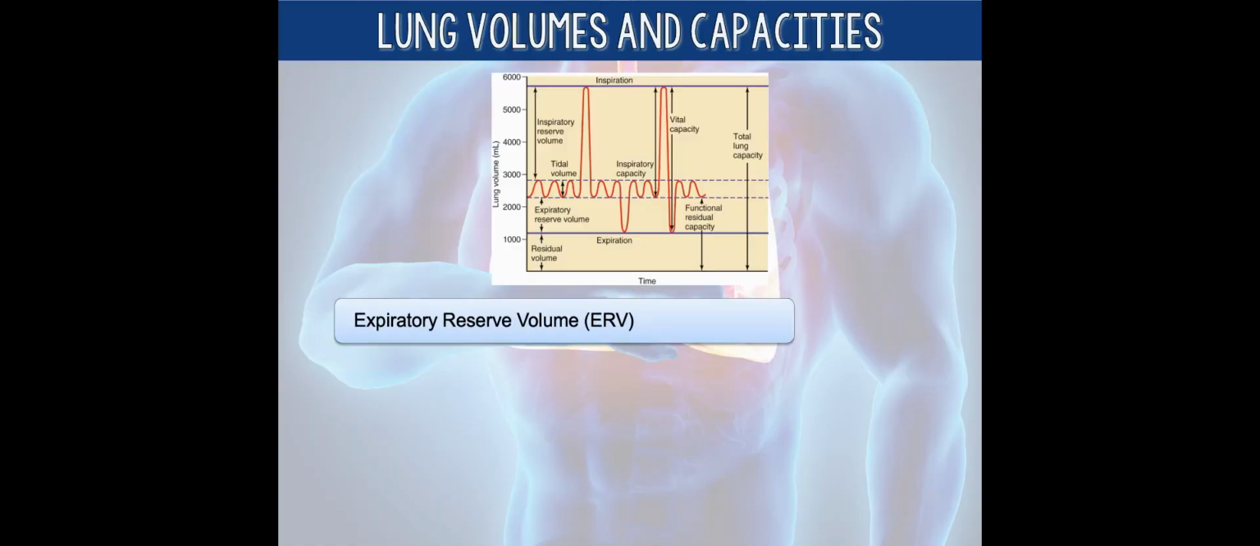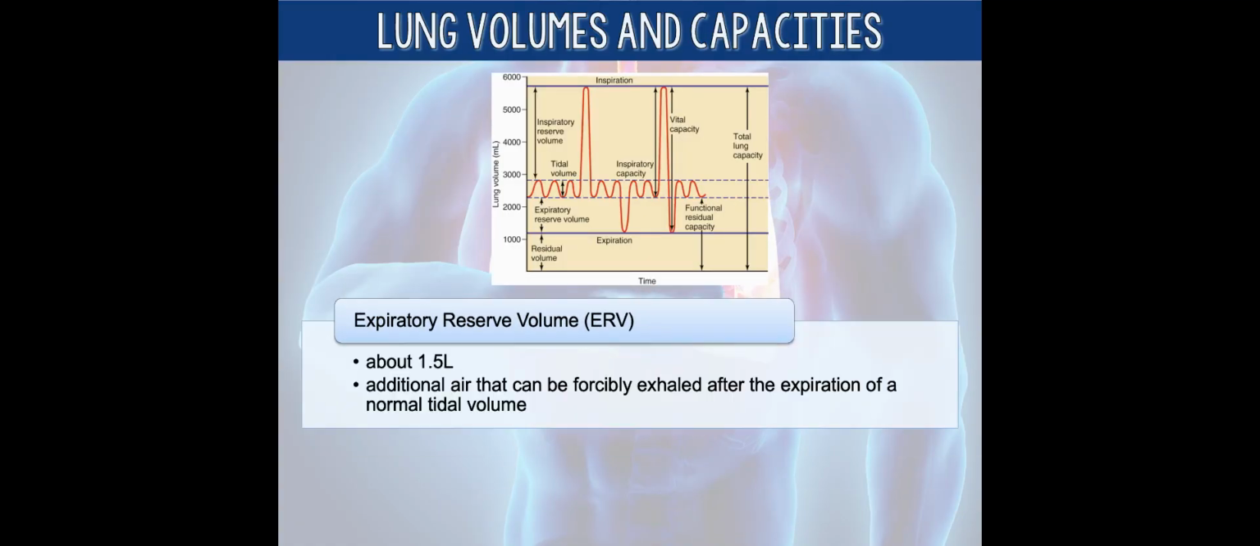So let's talk about your expiratory reserve volume, your ERV. This is about 1.5 liters. So you have your tidal volume where you are breathing in and out normally without any effort.